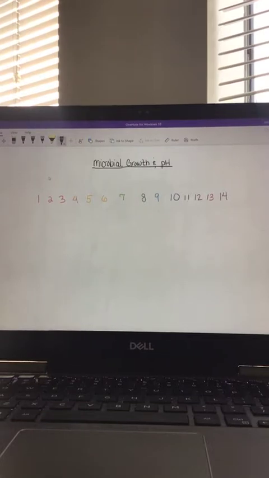So it is the microbial growth, and we are talking about the pH and the effects of acidity and alkalinity. So we are going to start with the acid. Well, let's explain. This is the pH scale, 1 to 14, 1 being acidic.